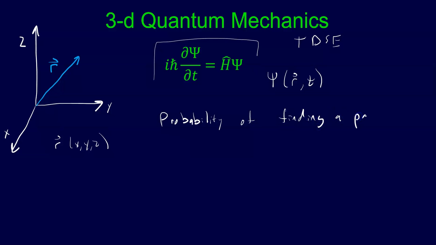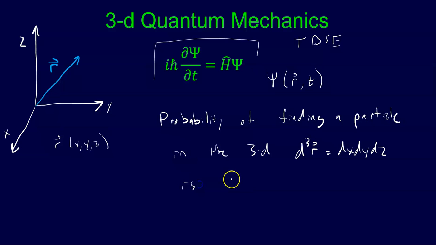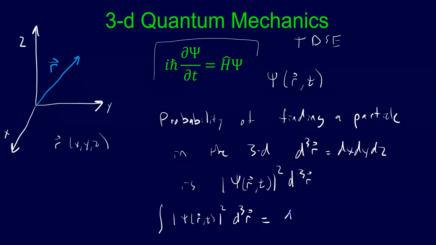of finding a particle in the 3D region of some differential element dx, dy, dz is just what we would expect. The absolute square of the wave function times that volume element. And our normalization condition is going to be the same thing over all space. That's going to be equal to 1.